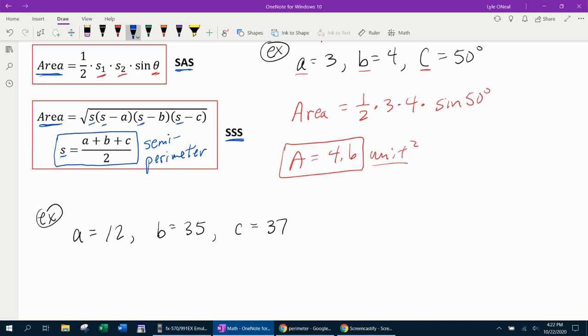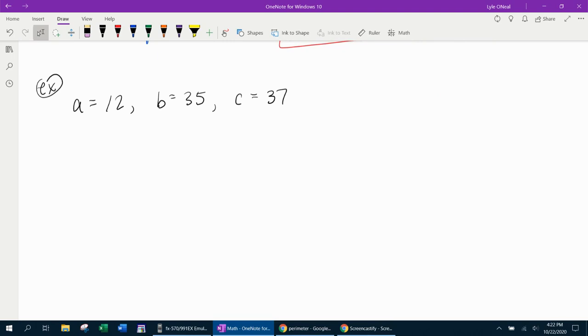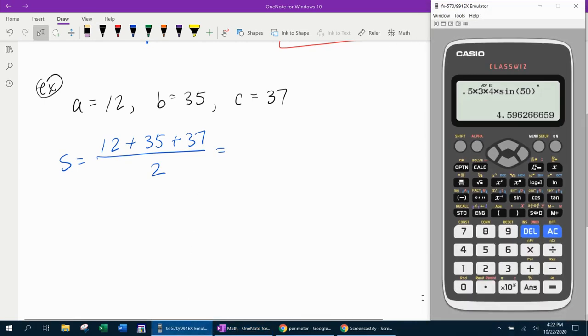So in order to find this area, we're going to have to calculate the semi-perimeter first. So S is, add up the sides, take half. And so we can do that pretty easily with the calculator.